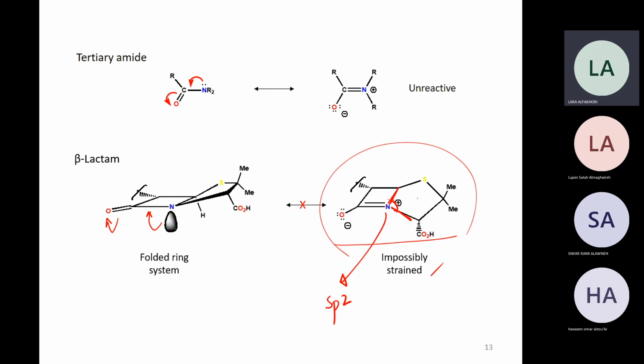So even if we assumed it would form, the likelihood of its formation is very minimal, and the contribution is very minimal. That is why we almost consider that the nitrogen in the penam ring, for instance, does not donate electrons to the carbonyl via resonance.